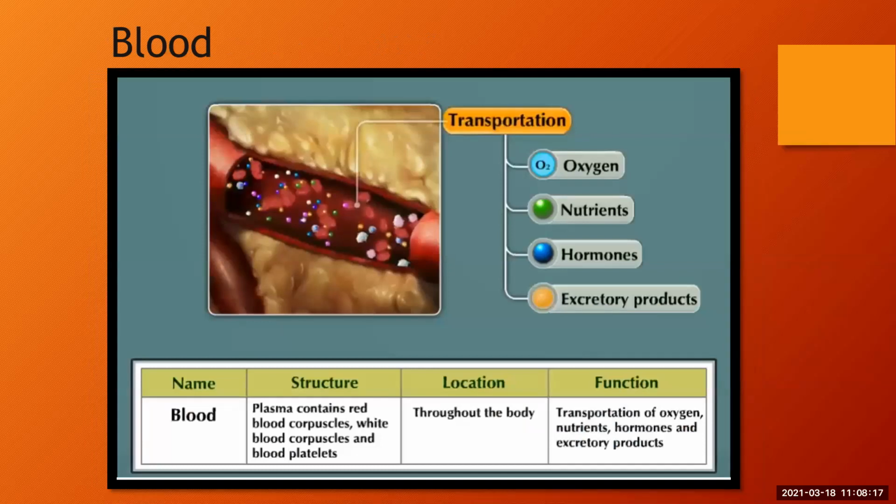First one is blood. The structure of it is plasma containing red blood corpuscles, white blood corpuscles, and blood platelets. The location of these cells is throughout the body. The function of this cell is transportation of oxygen, as we know that hemoglobin will combine with the oxygen to form oxyhemoglobin, which will transport oxygen to each and every part of the body. So transportation of oxygen, nutrients, hormones, and excretory products is the function of blood.